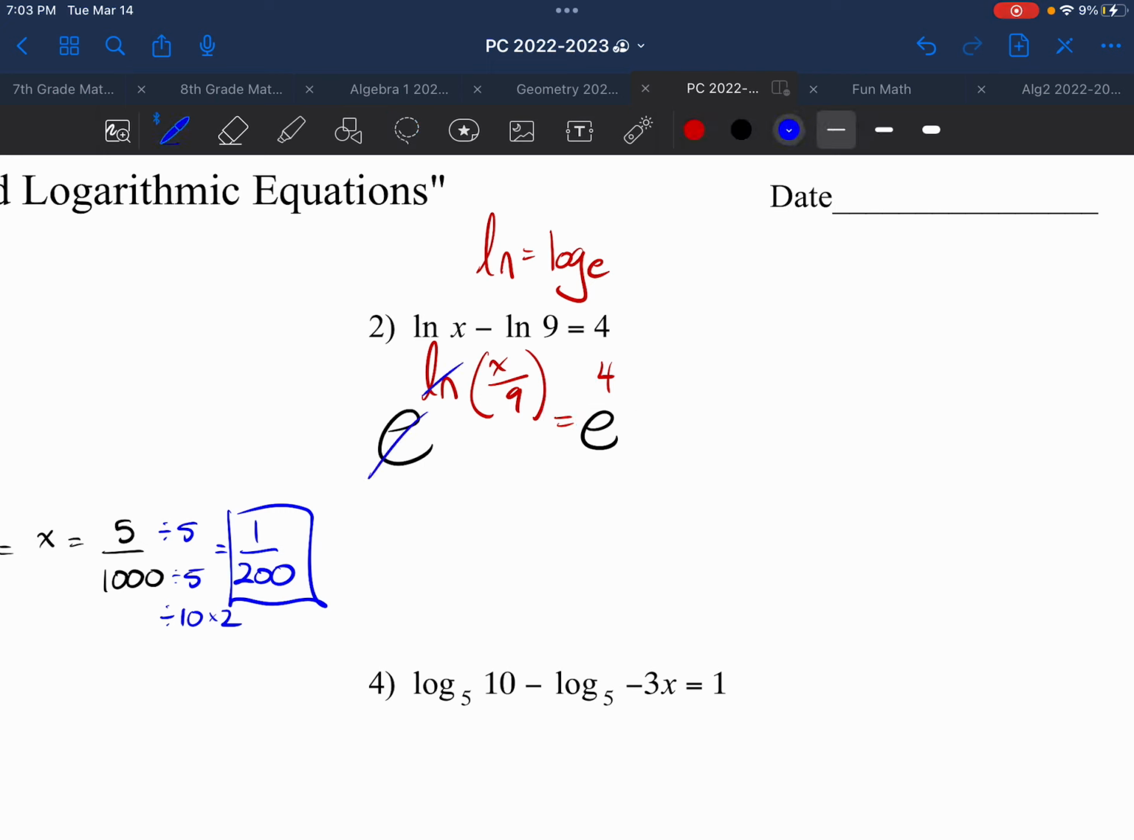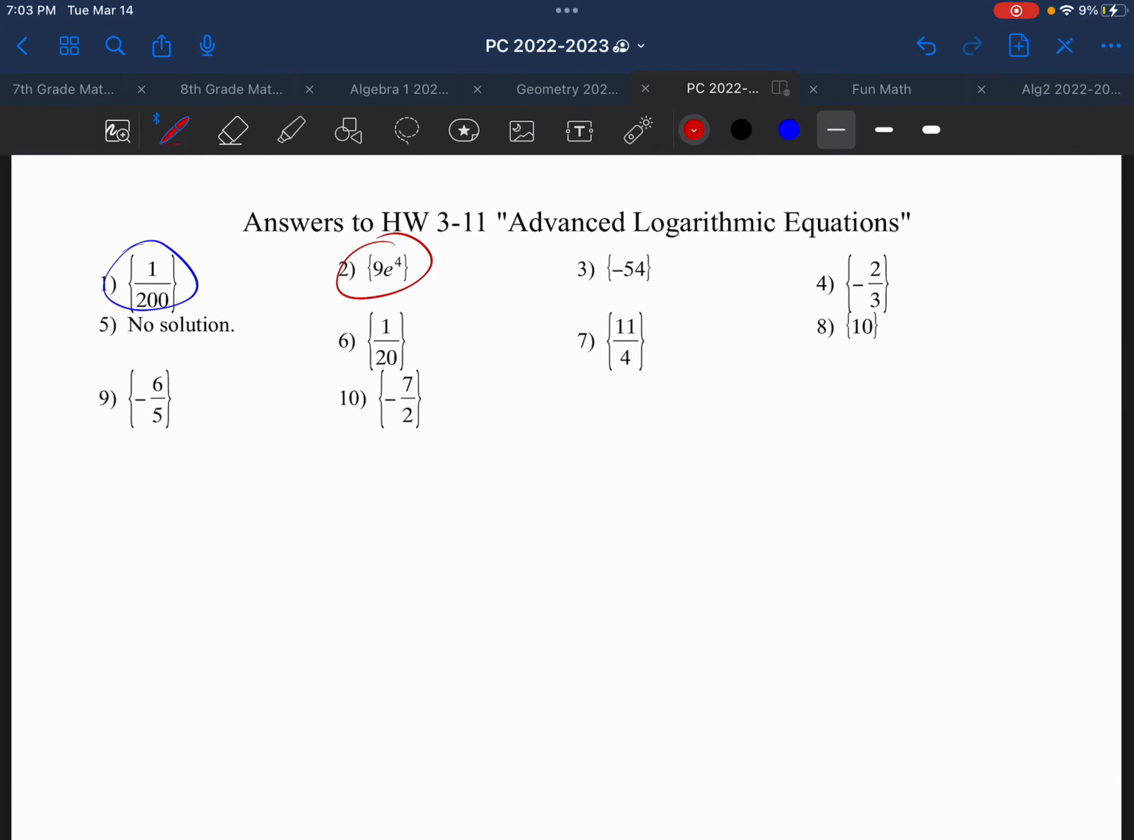And then things are going to start to cancel out. e and natural log are gone, leaving me with just x over 9 is equal to e to the power of 4. And I need to get rid of divide by 9. The way that we do that is to multiply both sides by 9. So multiply by 9, multiply by 9, and there it is. We have x is equal to 9e to the power of 4. Final answer, and box it. 9e to the power of 4.